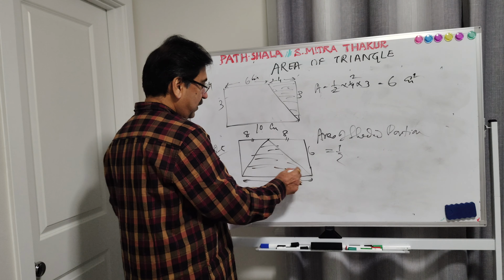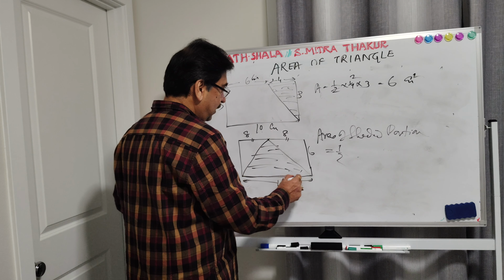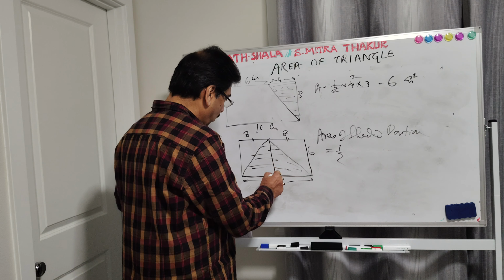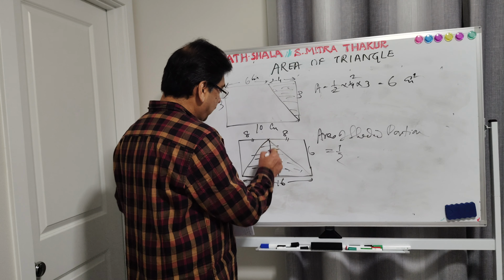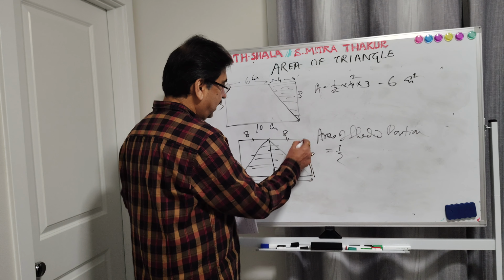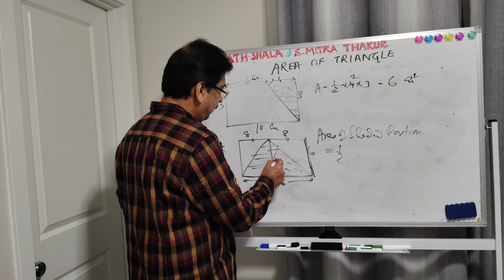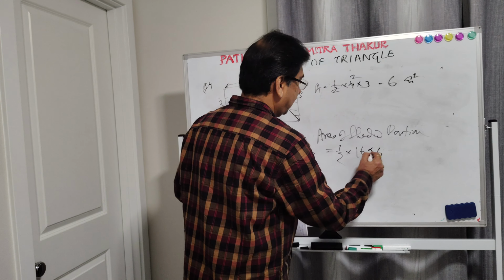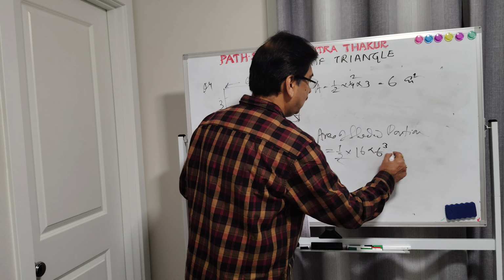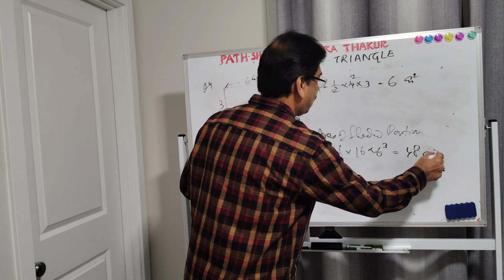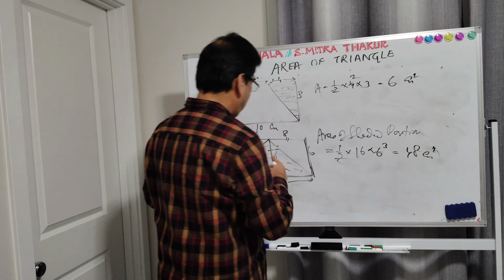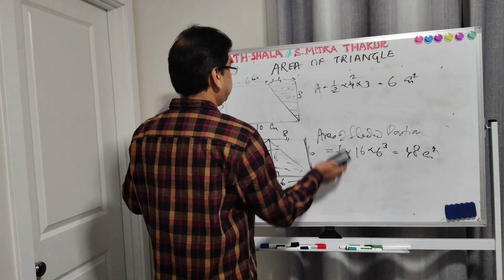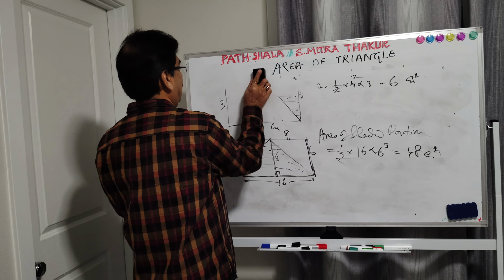This is the triangular shape. Here the base is 16. So what will be the height? If we draw a perpendicular here, that perpendicular will be 6. Here it is 6, so it will also be 6. So half into 16 into 6, that is 48 centimeter square. This is the area of the triangle, the area of the shaded portion, right?